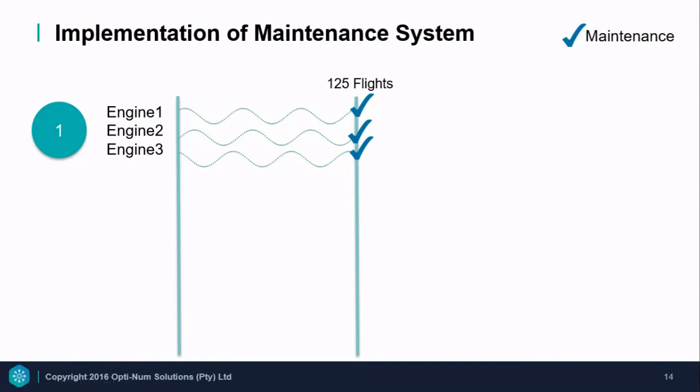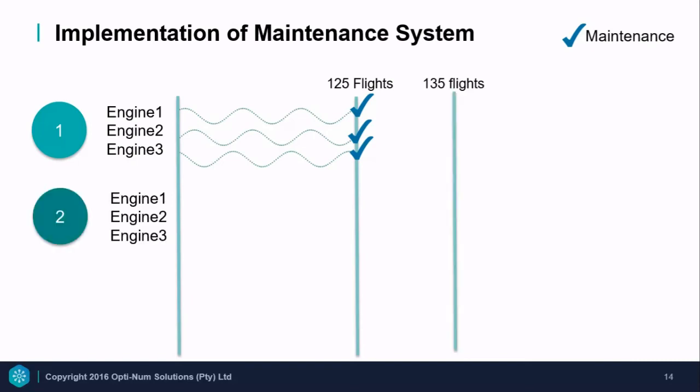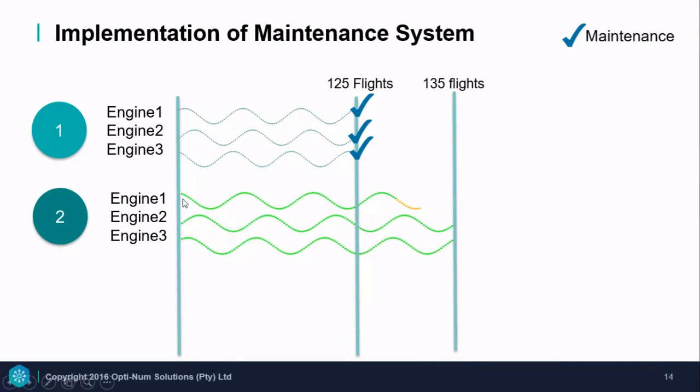So for the next time we allow the engines to run, we can schedule maintenance for after 135 flights instead of after 125 flights. But this time, when we allow the engines to run, we can use our warning system. So for example, here we see that engine 1 displays a warning before it reaches the 135 flights mark.